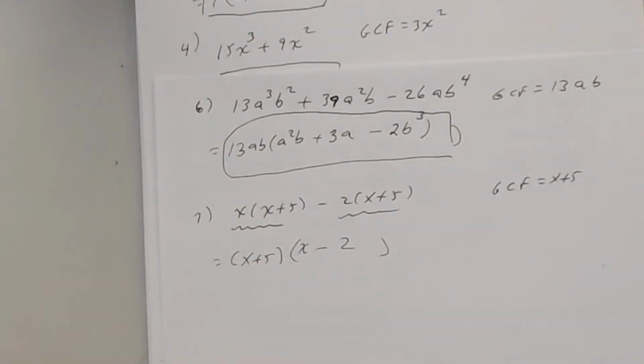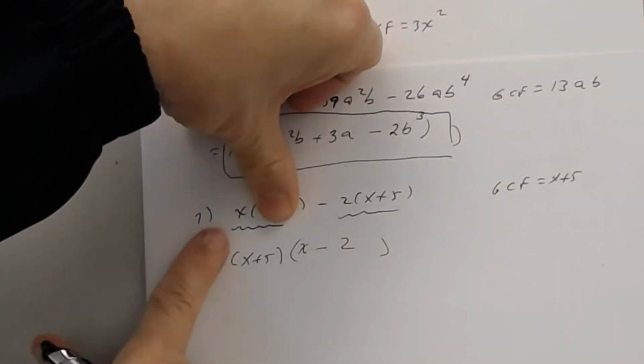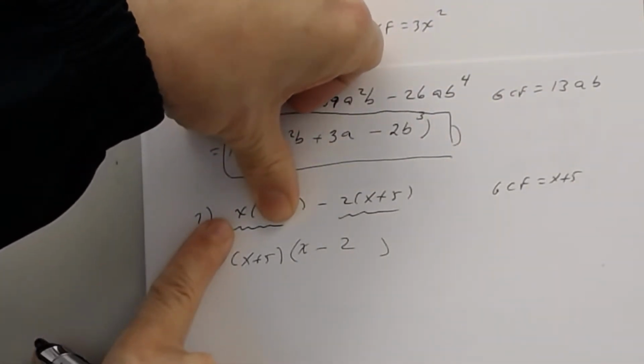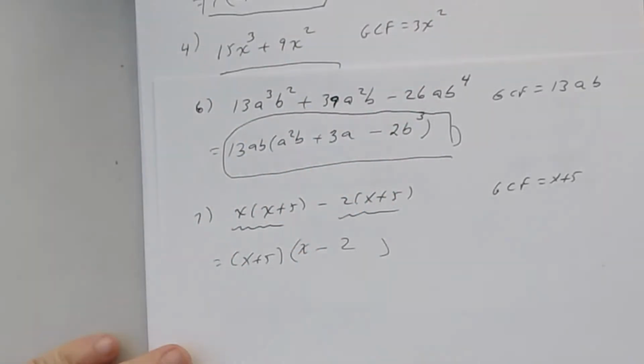So technically, you're factoring this out, right? So what's left? X. You're factoring this out. What's left? Minus 2. Distributive property. X plus 5.